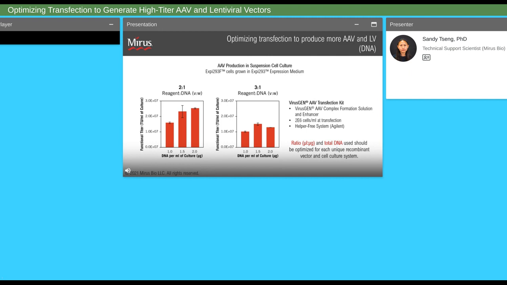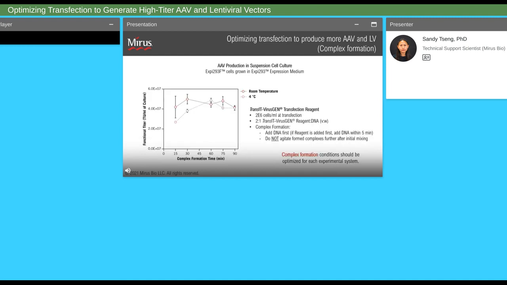per milliliter of culture. And as you can see, the 2:1 ratio is clearly better for AAV titer than the 3:1, regardless of the amount of DNA that was used. For this particular experimental system and AAV vector, 2:1 at 1.5 or 2 micrograms produced the highest titers. So when you're considering doing an optimization experiment like this, you could test different ratios, like 1.5 to 1, for example, with a DNA titration. And GMP manufactured DNA can be an expensive resource. So optimizing DNA amounts used is definitely also important for this reason.